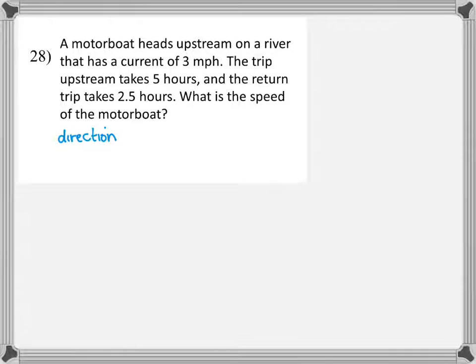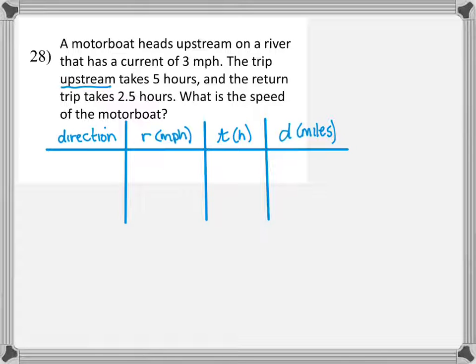So in my table, I still have direction. We have speed or rate, which is in miles per hour again. Time, which we'll keep in hours to be consistent with our rate. And distance, which will be in miles again to be consistent with our rate. Okay, we have upstream, and then we have downstream.